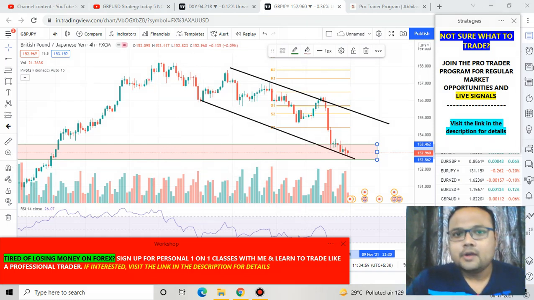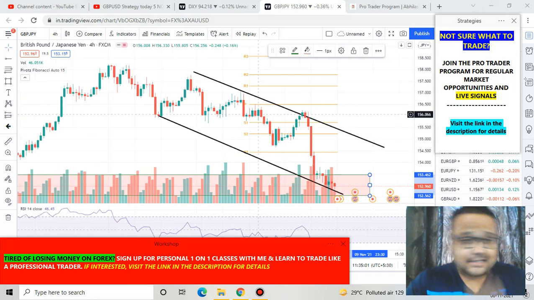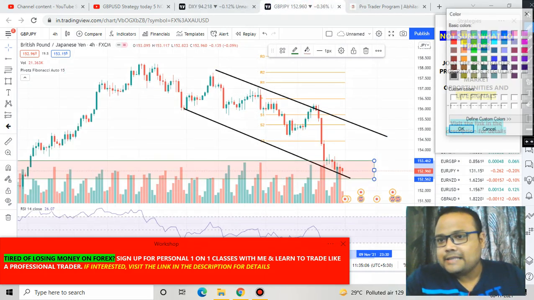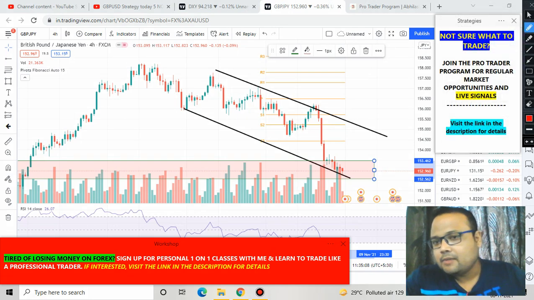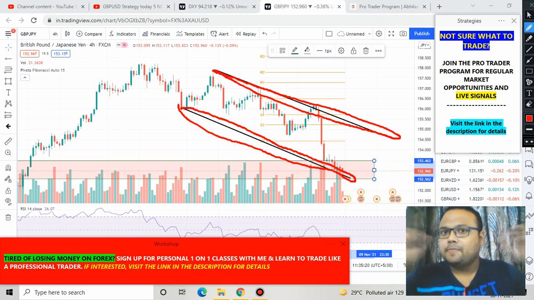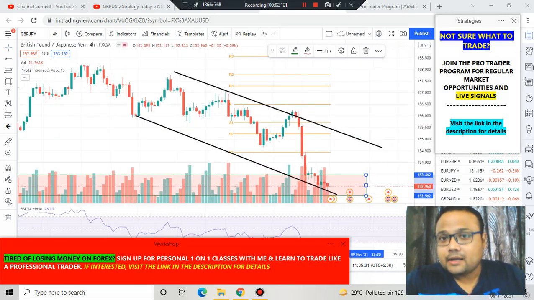You can see that I have drawn two lines here on the chart. The line at the top is acting as a dynamic resistance for the market, this trend line, whereas the trend line at the bottom is acting as a dynamic support for the market. But what is the trend? Downtrend. So where is the safest trading opportunity? At the resistance. Therefore, the safest trading opportunity is shorting the market at the resistance.